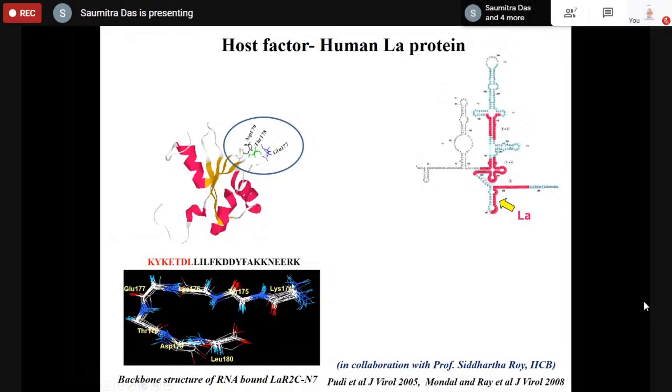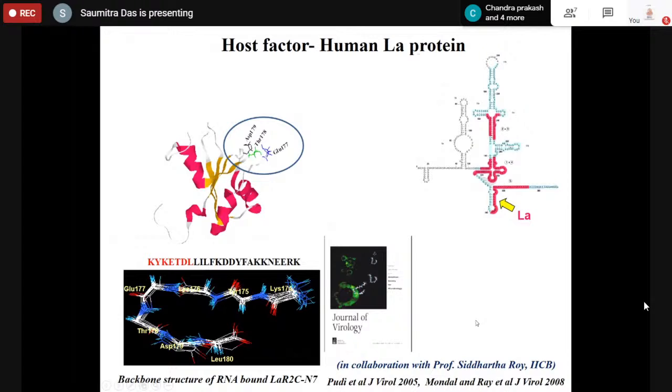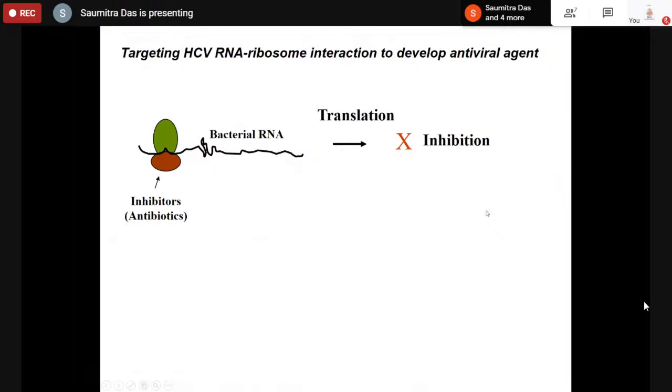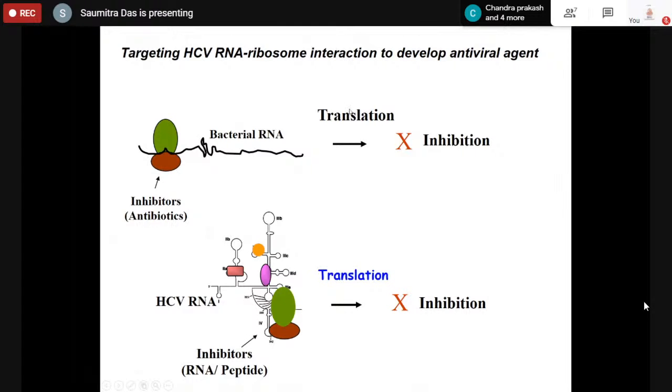And we showed that if you use the 7-mer peptide, hook it up with 6 arginine residues, then it can cross the cell membrane barrier, goes inside the liver cells, and kills, like a surgical strike, the hepatitis C in the liver cells. And recently we have cyclized this peptide and tried to use this cyclic peptide, which can prevent the human LA protein interactions with the viral RNA and achieve the inhibition of the viral translation and the replication.